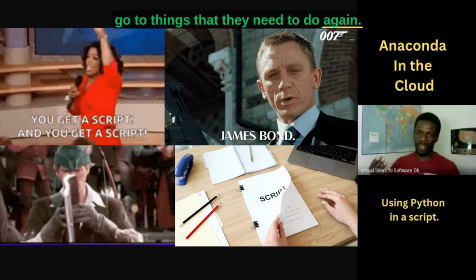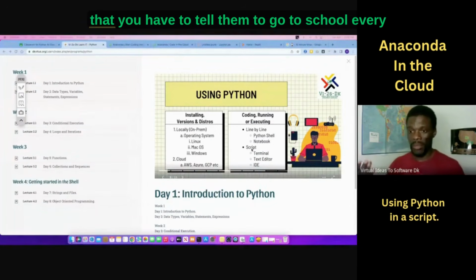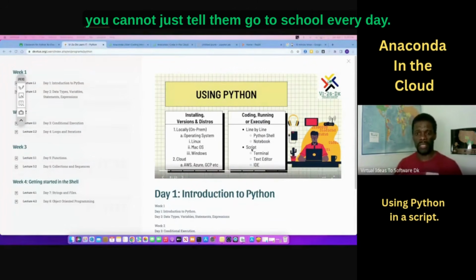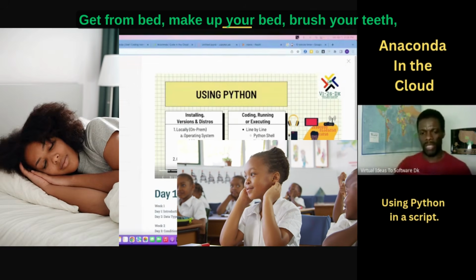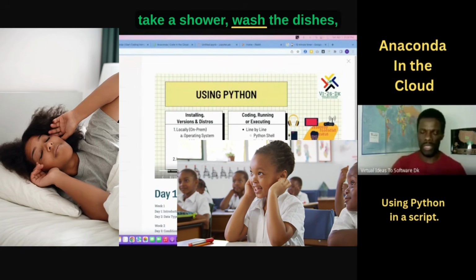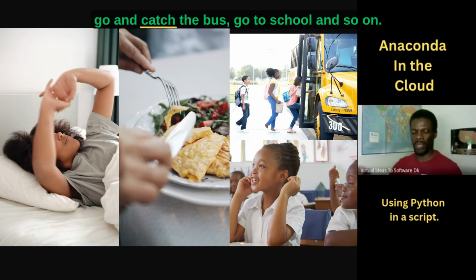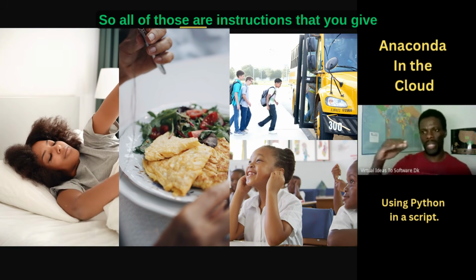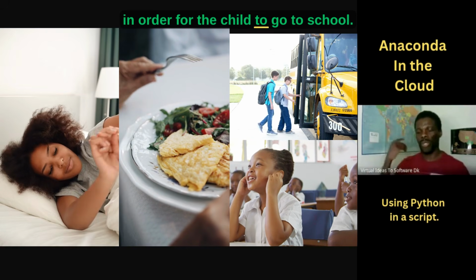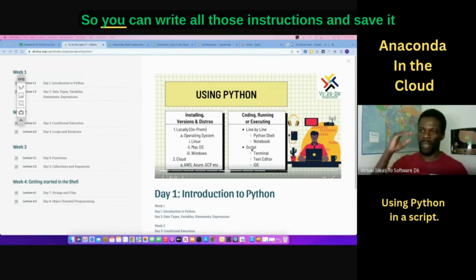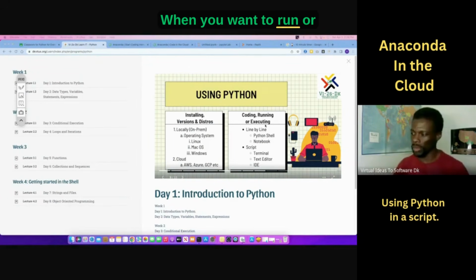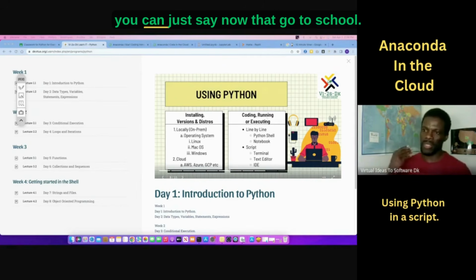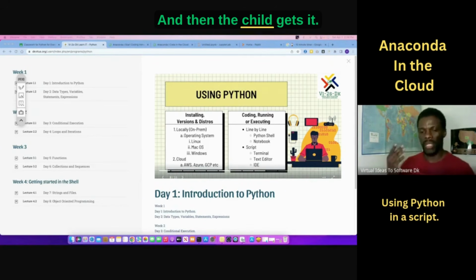Again, think about if you have a child that you have to tell to go to school every day. You cannot just tell them go to school every day. You have to say, hey, get up from bed, make up your bed, brush your teeth, take a shower, wash the dishes, make breakfast, eat, go and catch the bus, go to school, and so on. All of those are instructions that you give in order for the child to go to school. You can write all those instructions and save it in a file that says go to school. When you want to run or execute that code, you can just say go to school, and then the child gets up and does all those things sequentially and goes to school.